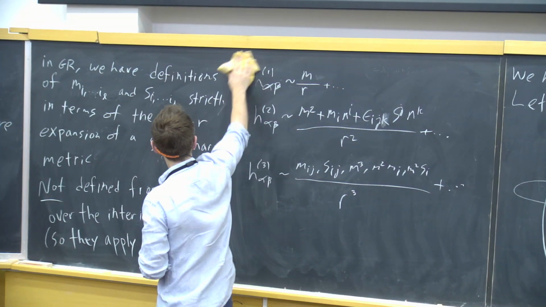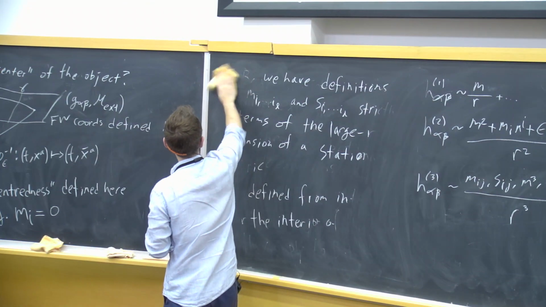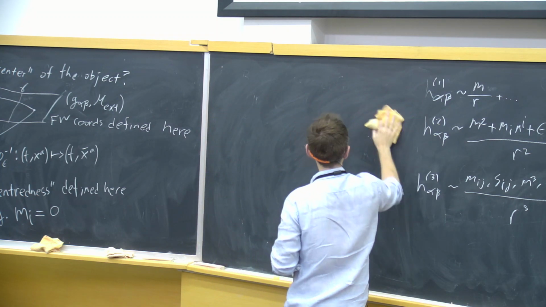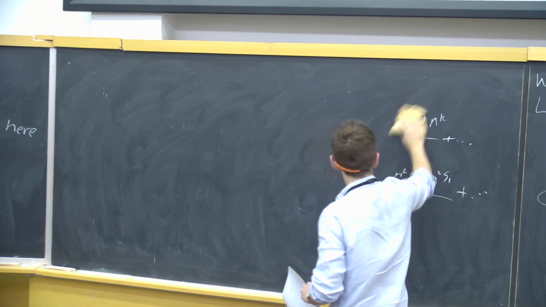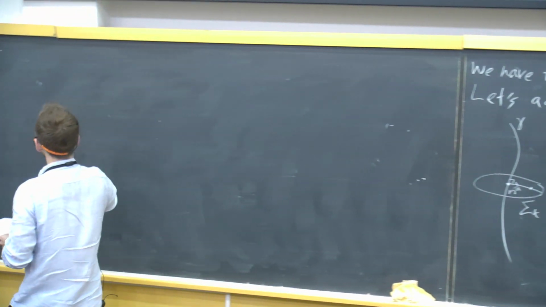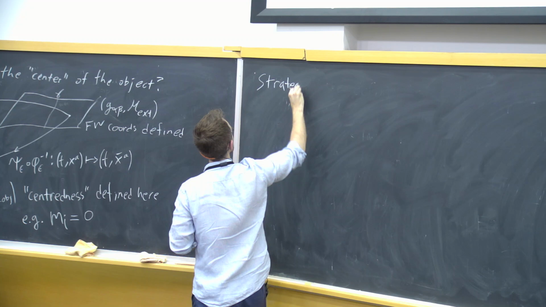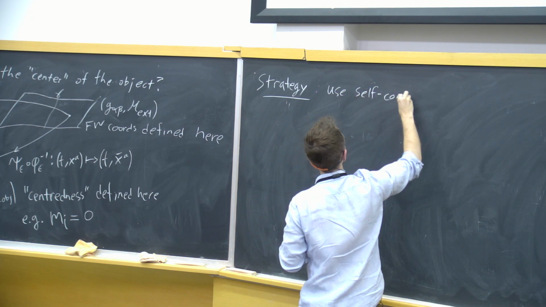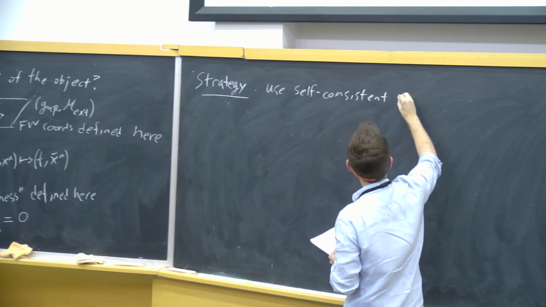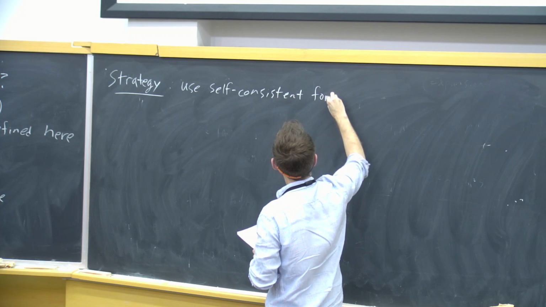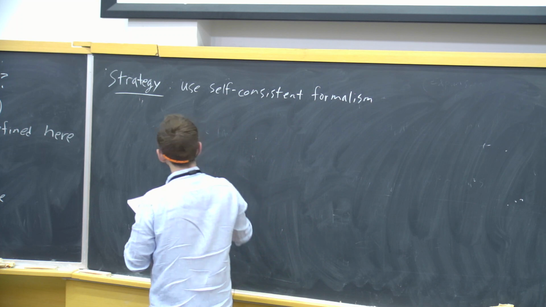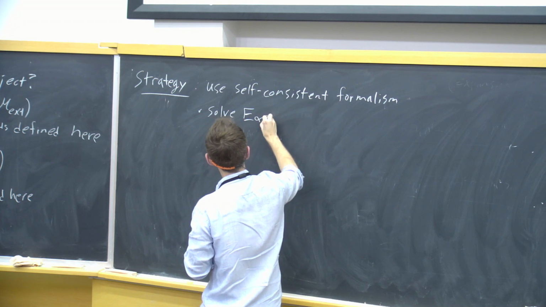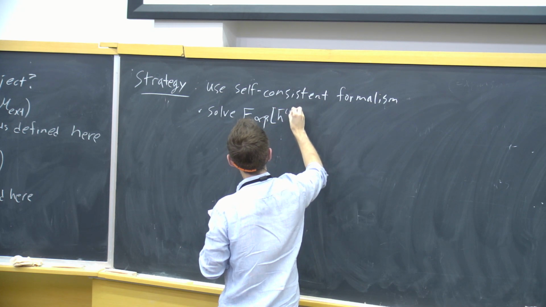Okay, so these are the coordinates we're going to use. And now I want to go over some general features of solving the Einstein field equations in that coordinate system near the small object. So the strategy is going to be this. We're going to use the self-consistent version of the field equations. We're going to solve those equations of the self-consistent formalism. We get E of h bar 1 equal to 0.